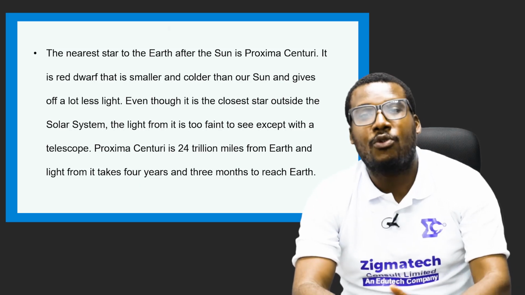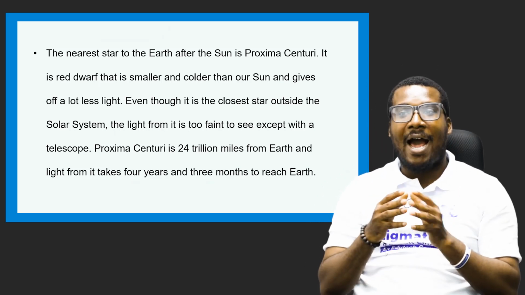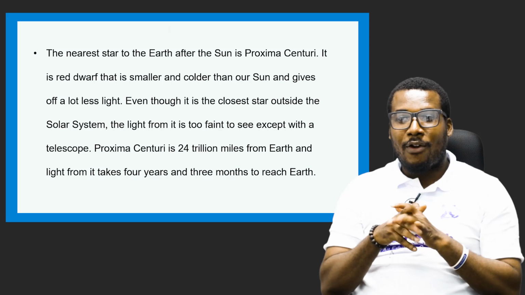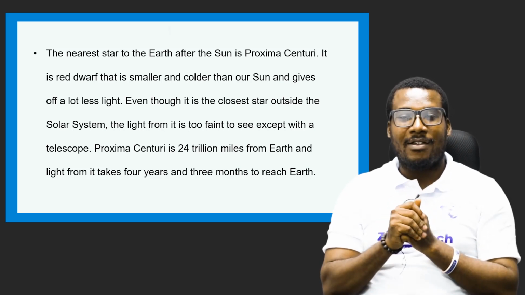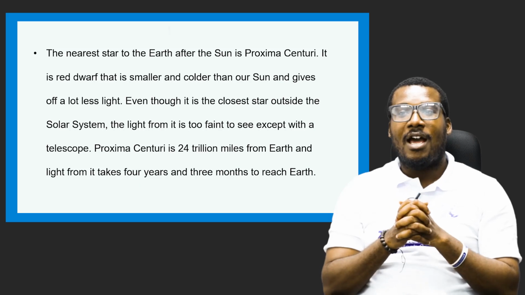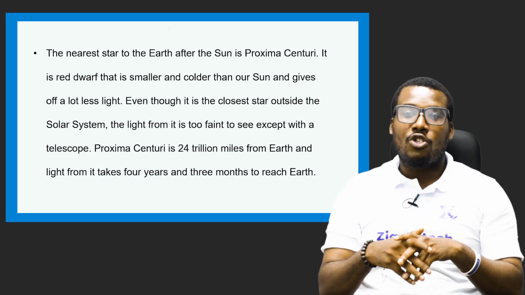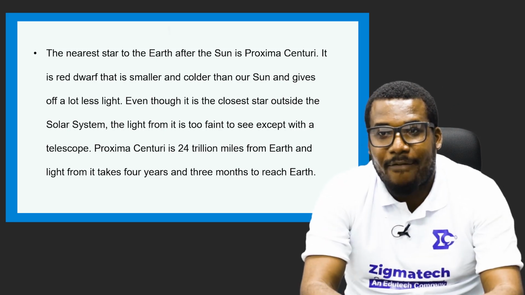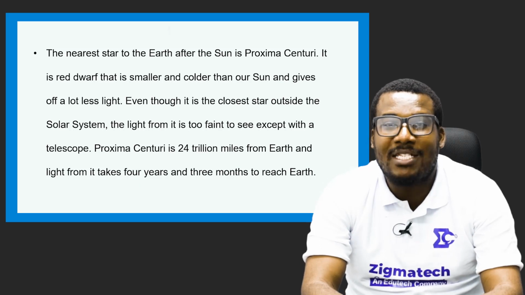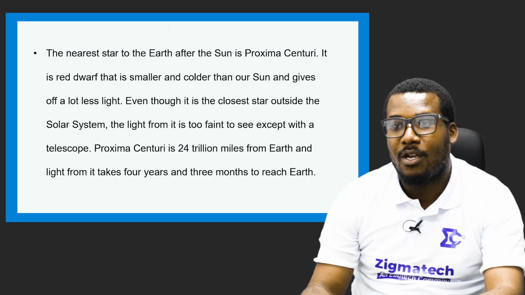Now, Proxima Centauri is 24 trillion miles from Earth, and light from it takes 4 years and 3 months to reach the Earth. So it will take you some 4 light years. It's 4 light years away from us. Wow.